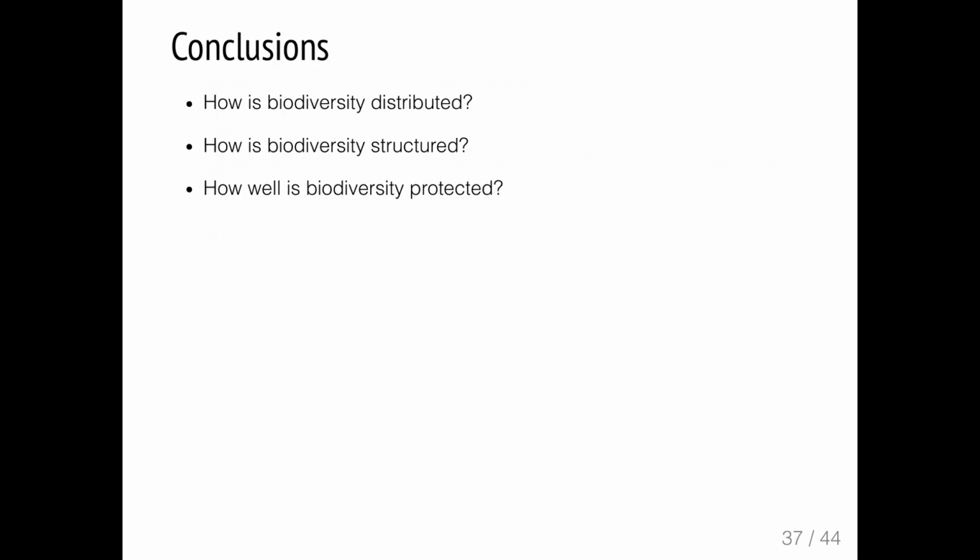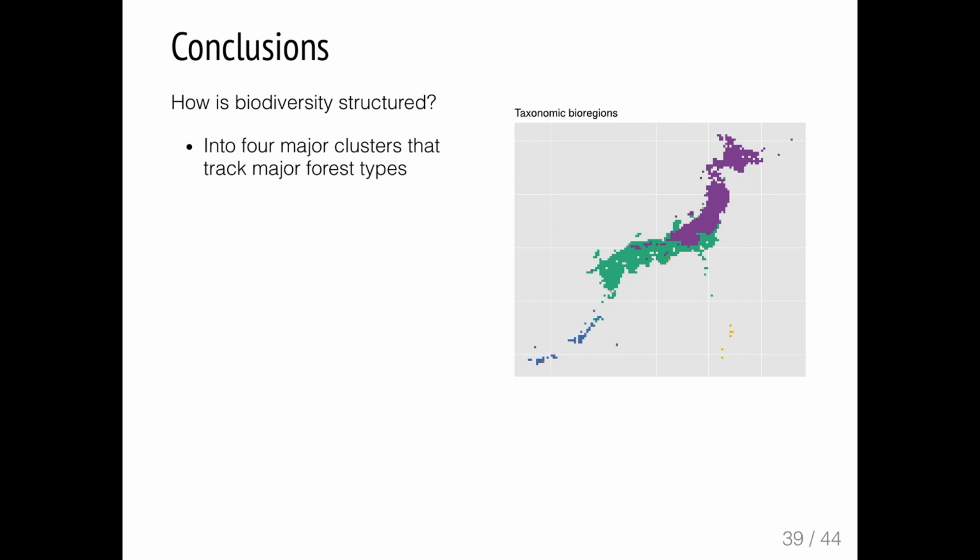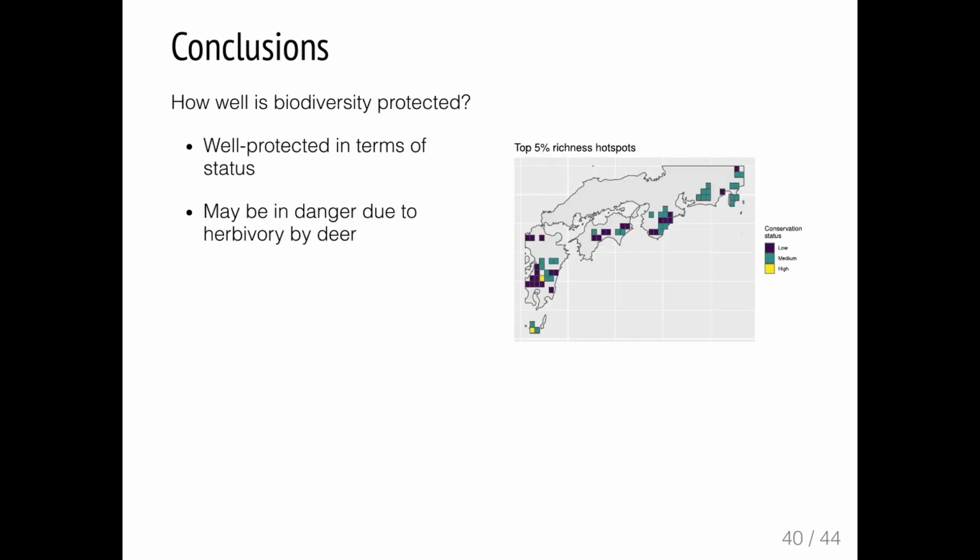So, in conclusion, I wanted to know three things about the ferns of Japan. How is biodiversity distributed? How is it structured? And how well is it protected? We see different aspects of biodiversity are distributed differently, with taxonomic diversity highest in the main islands on Kyushu, but phylogenetic and functional diversity highest in the subtropical southern islands. The ferns of Japan are mostly structured into four main groups that track traditional forest types. They are well protected in terms of their conservation status, but they are in danger of herbivory by deer.